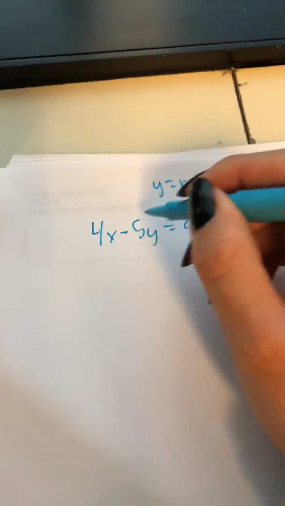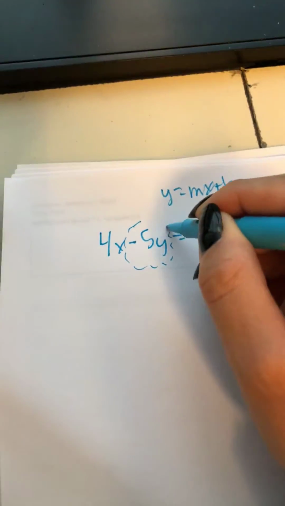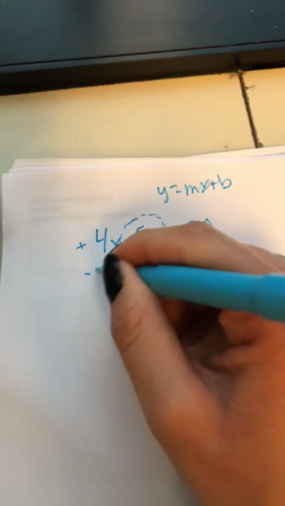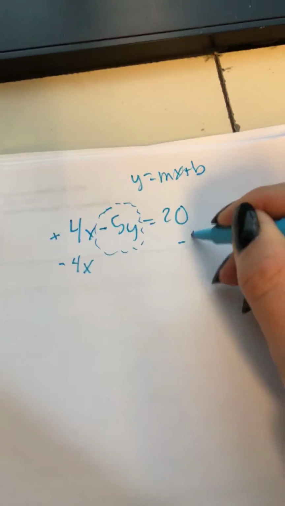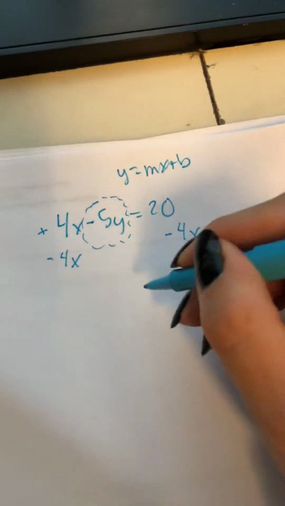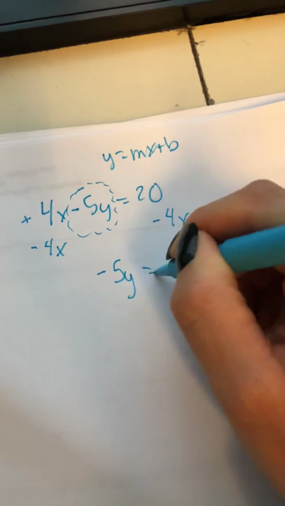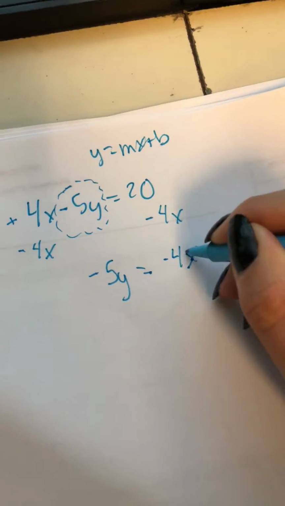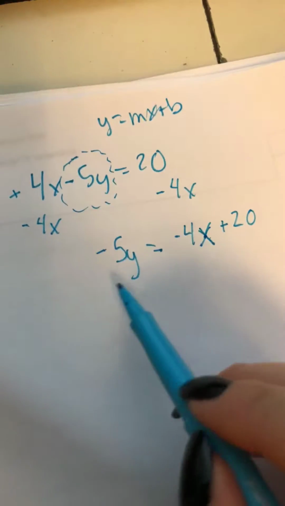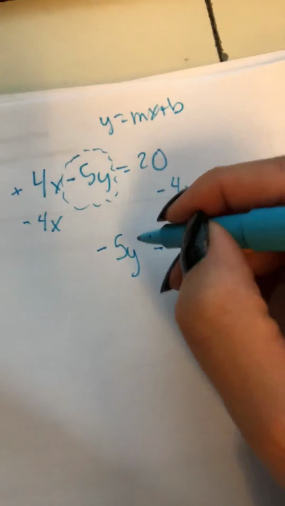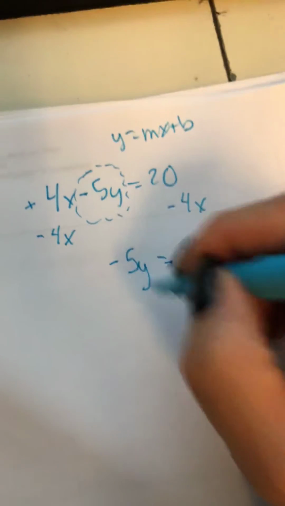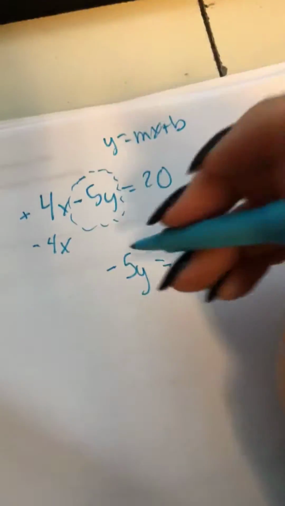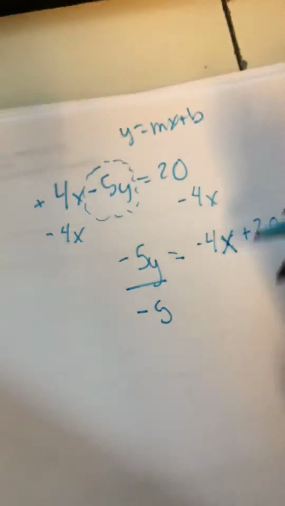I know I want my y isolated. Here I have a positive 4x. So I'm going to go ahead and subtract 4x from one side. What I do to one side, I have to do to the other side. Good. Negative 5y equals negative 4x plus 20. This y is still not isolated, so you have to go ahead and get that negative 5 away, perform the inverse operation. Here it's being multiplied, so in order to get multiplication to go away, I have to do division.